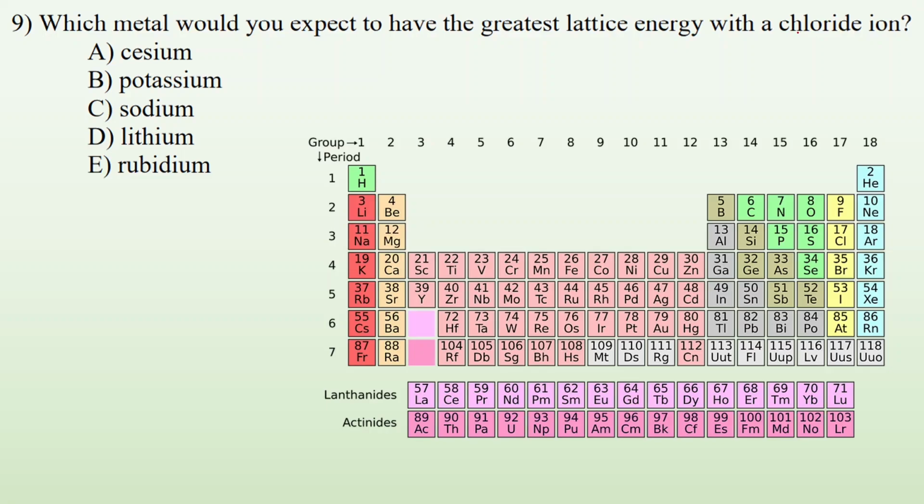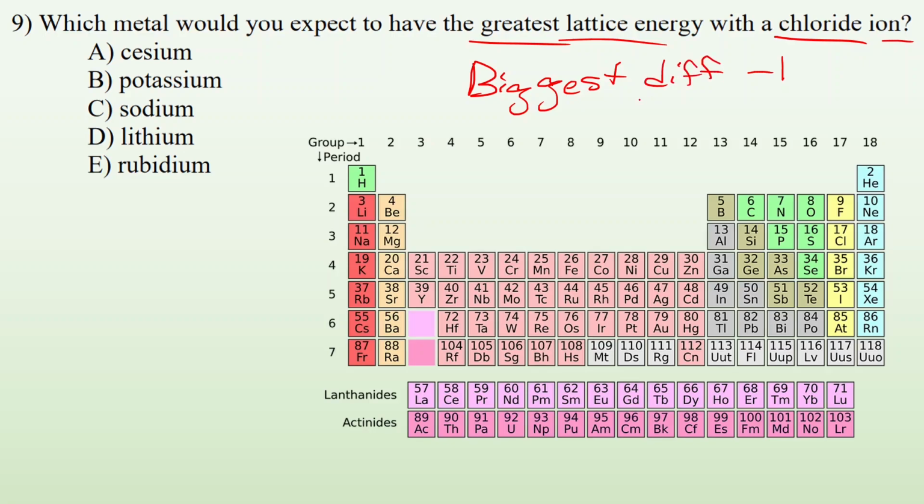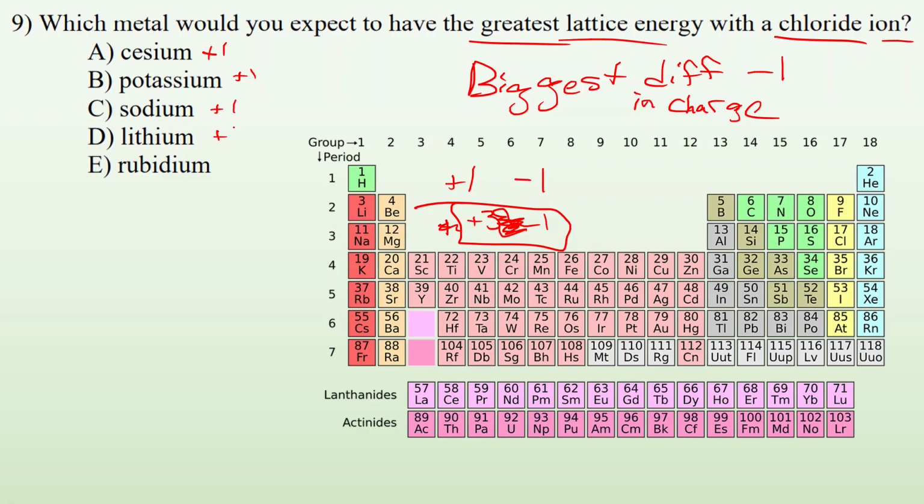And the last one for this section, which metal would you expect to have the greatest lattice energy with a chloride ion? Chloride ion, we have a -1. For the greatest lattice energy, you want the biggest difference in charge. Basically, a +1 bonding to a -1 versus a -1 with a +3, the latter is going to be a greater lattice energy. There's more attraction there because there's a greater difference in charge. Cesium is going to be +1, potassium +1, sodium +1, lithium +1, and rubidium is also +1.